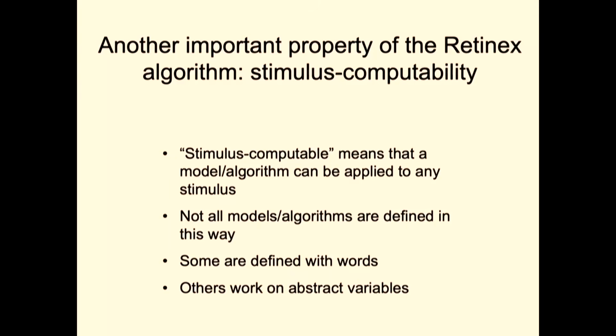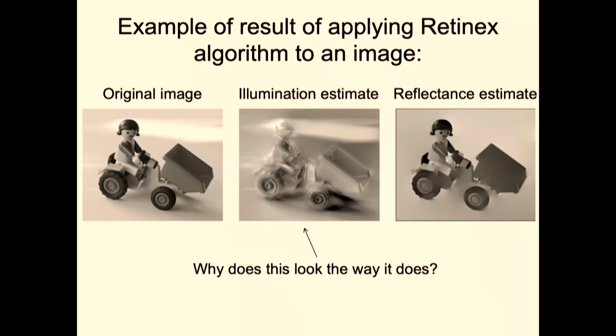Not all models or algorithms are defined in this way. Some are defined with words. Others work on abstract variables. So we assume that there are these variables that are extracted by earlier processes, and the theory is trying to model a second stage, but it means you can't really test it on actual stimuli. The consequence of this is that we can actually apply the Retinex algorithm to real images and see what it does. And it does funny things.